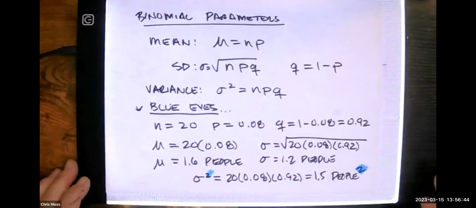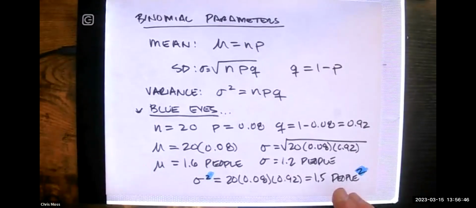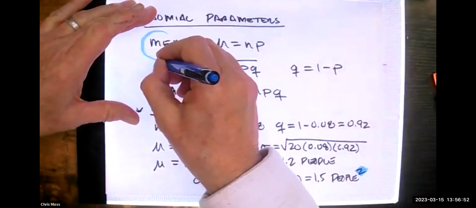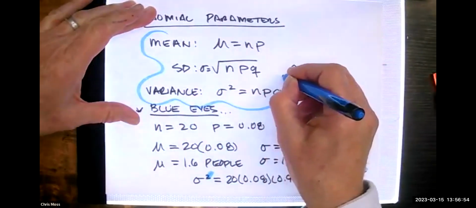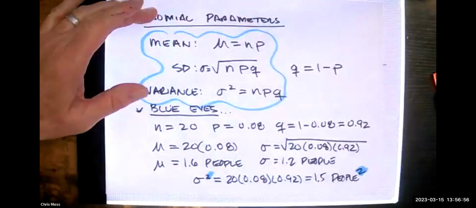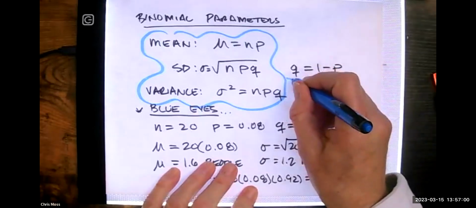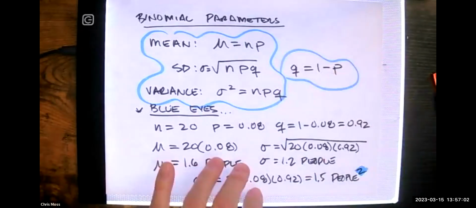Are there any questions about the binomial parameters? They're very basic. They're very easy to use. However, you've got to remember you need the formulas. Oh, and I guess you need this little guy too. Don't forget him.